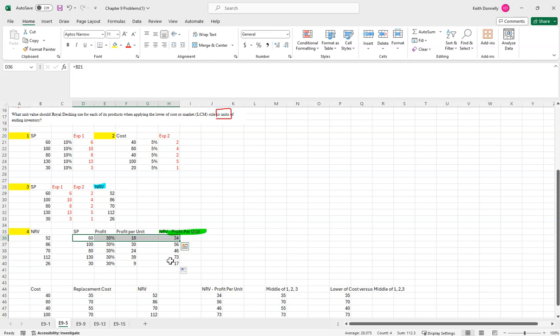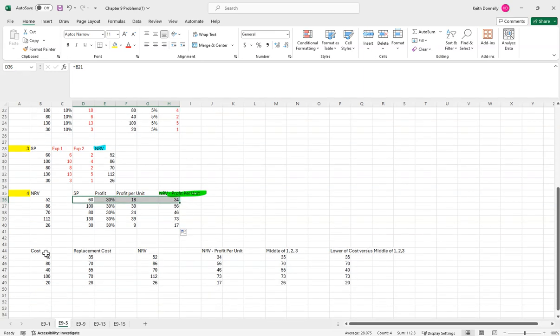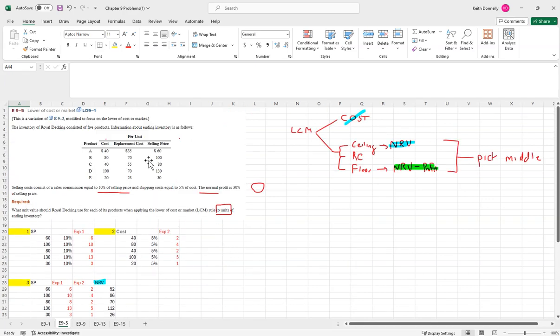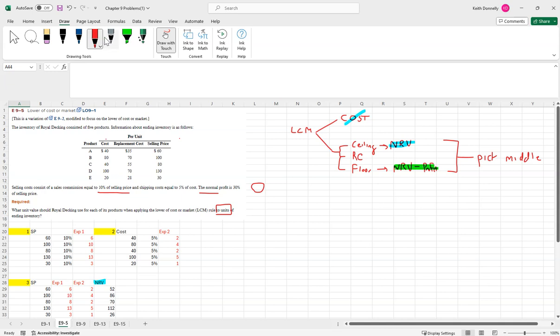If you do the math right, then you drag it down. It's not that hard, okay? Then what we got to do is, they give us the replacement cost, right? So we can put, just a little, what do we want to make this? Yellow, right? That's this guy right here.